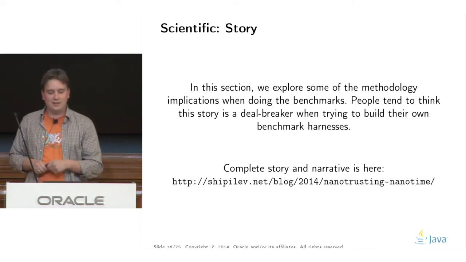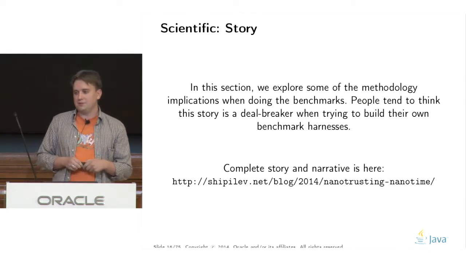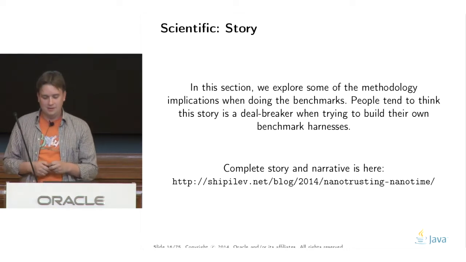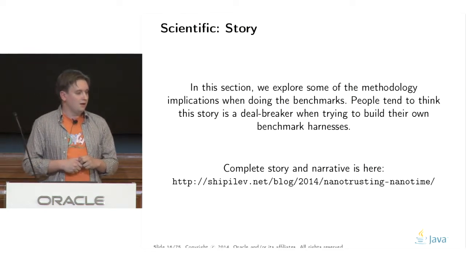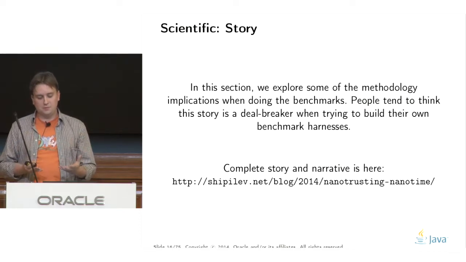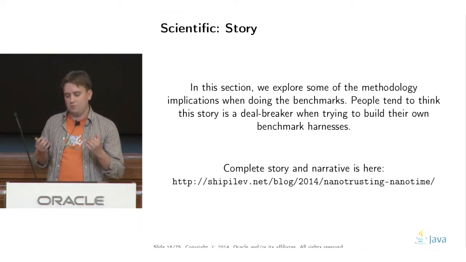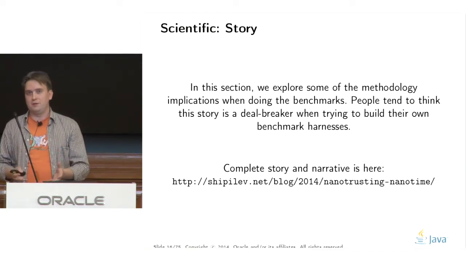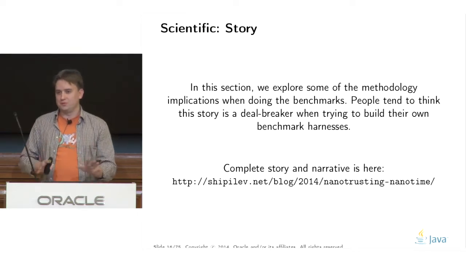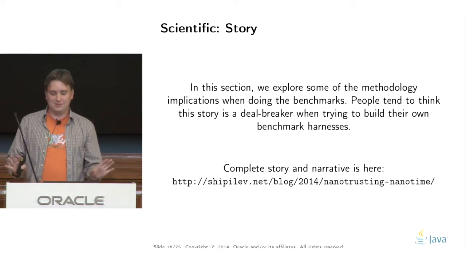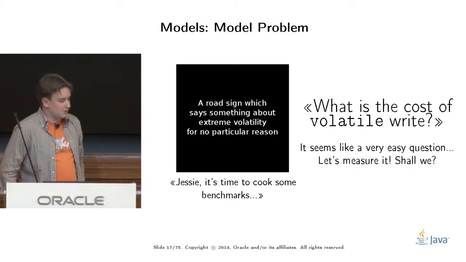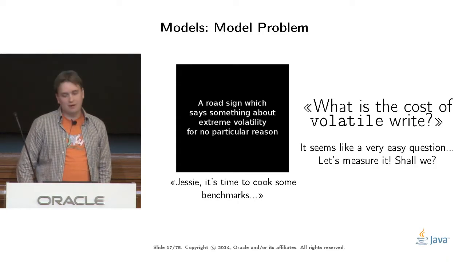So the first story is about the methodology implications when doing the benchmarks. And I have the complete story and narrative there in the Nanotrusting Nanotime article. I didn't intend it to be that way, but people, when they read this paper, tell me that this story was a deal breaker for them when they try to build out their own harness. When they read this article, they say, oh no, I don't want to deal with this at all. So I will let other guys deal with this.